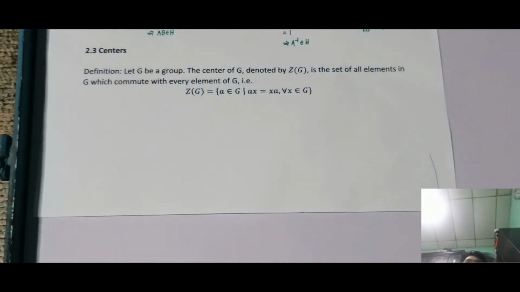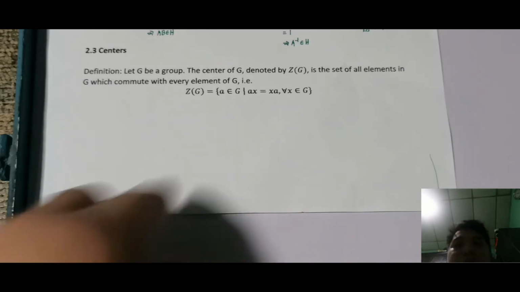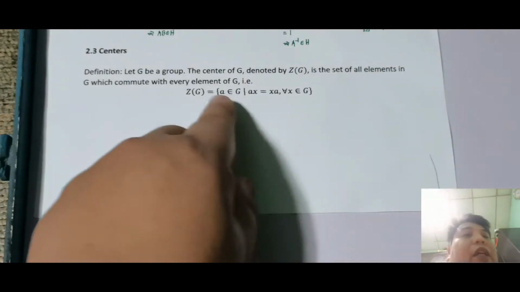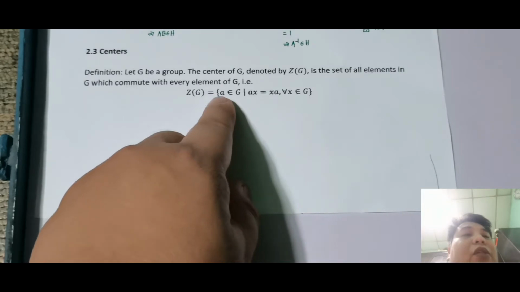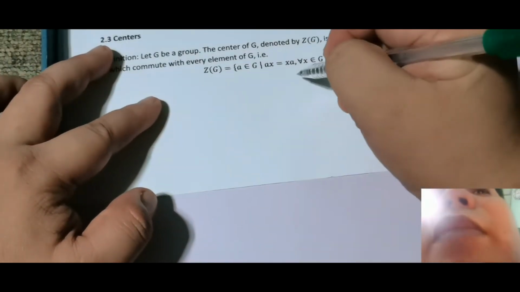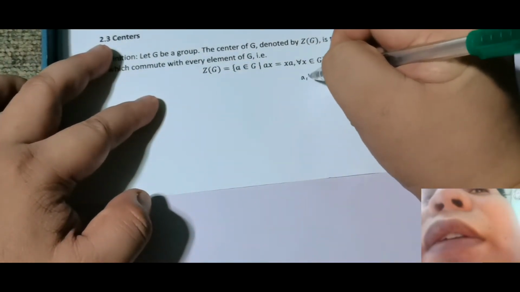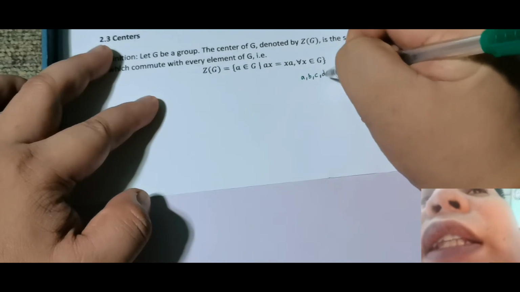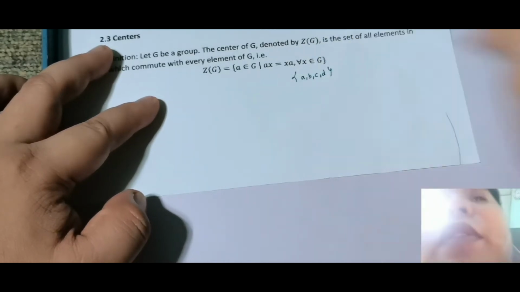Okay, so ngayon, ano ang ibig sabihin ng commute? Ibig sabihin ng commute, dapat nagagawa niyan. Siya ay element of G na kung saan sa kada element of G nagko-commute siya. So for example, meron kang letter A, B, C, D.